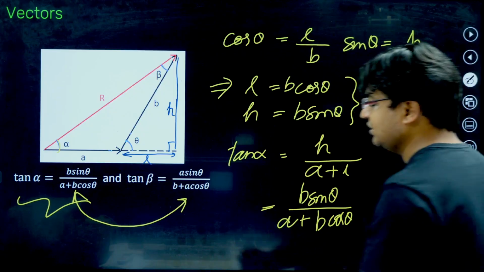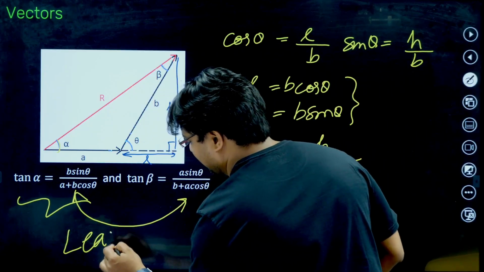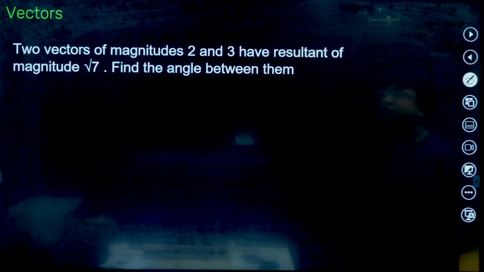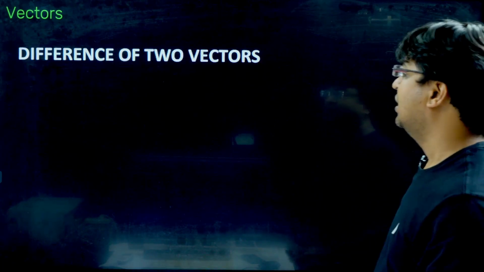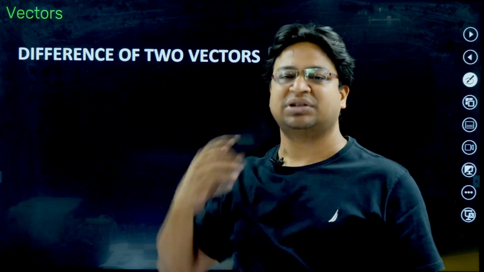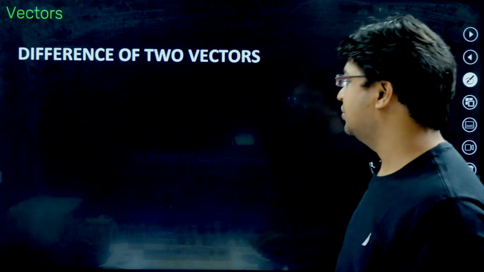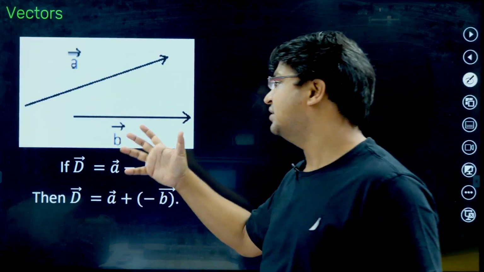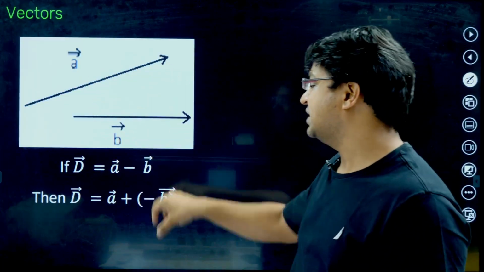So again, these are the formulas that you need to learn and we are going to use them. Please learn them. We have done this question. Now, difference of two vectors. We have talked about the sum of two vectors. What about the difference of two vectors? Let's say we have been given two vectors, A vector and B vector, and we have been asked to calculate the difference of these two, vector A minus vector B.